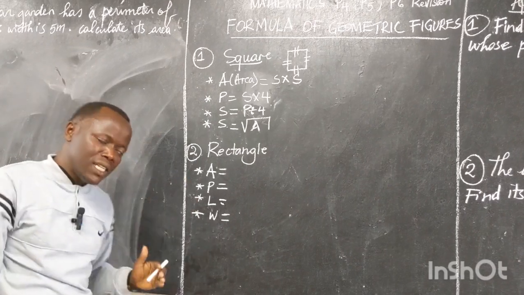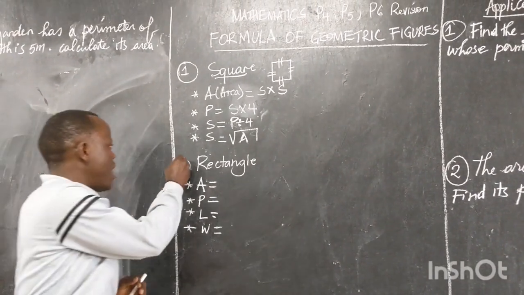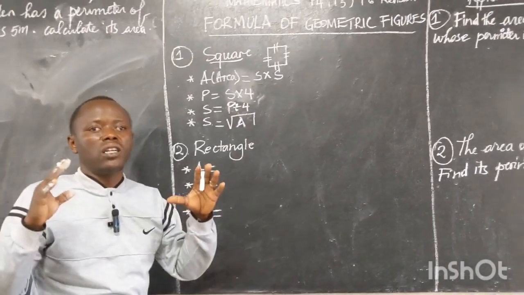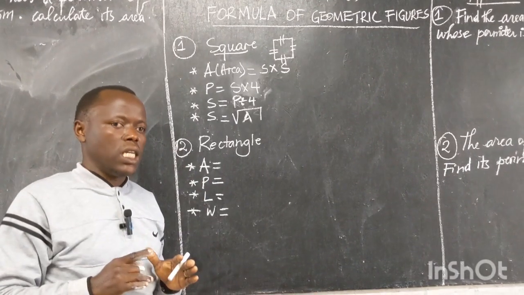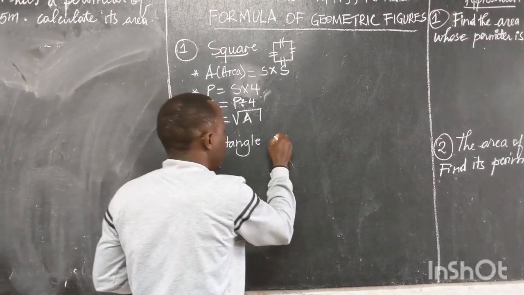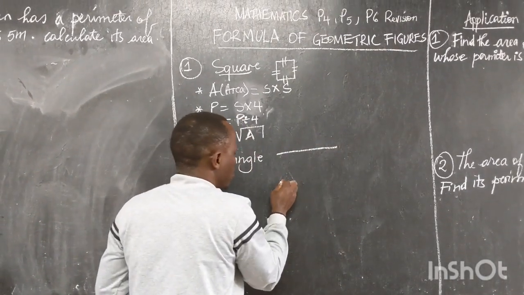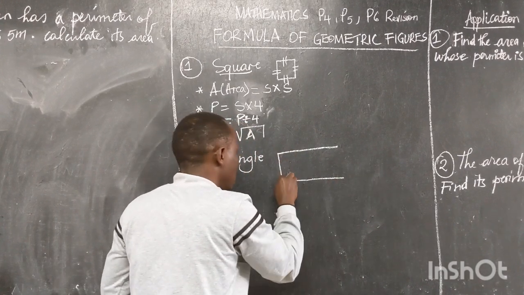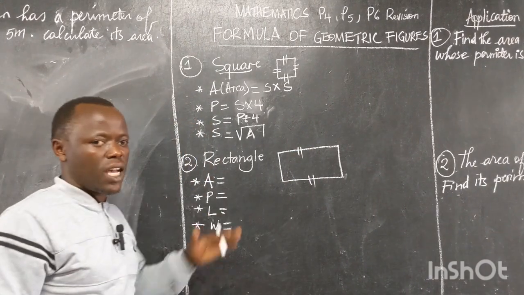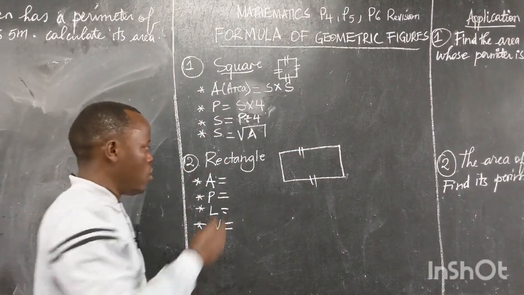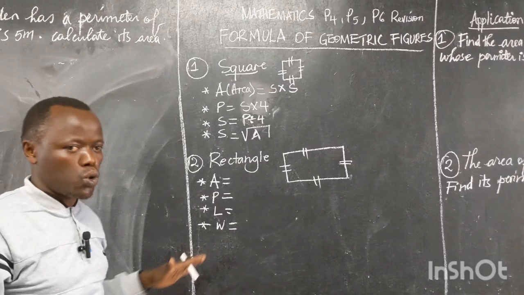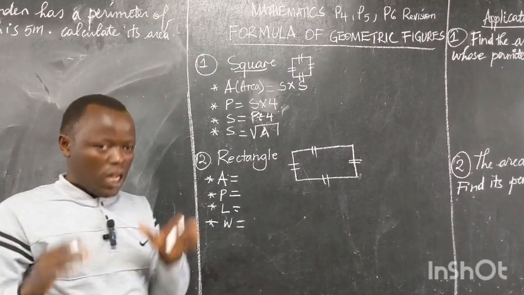Let's look at the second geometrical figure. So we have a rectangle. When you talk of a rectangle, it's also a geometrical figure that has 4 sides, but 2 parallel sides are equal. For example, by using a diagram, so this is a line and this is also another line. So meaning that this side and this side, the 2 parallel sides are equal. We have also another side. This side and this side, the 2 sides are also equal. So that's what we call a rectangle.